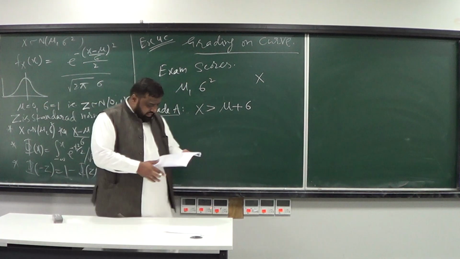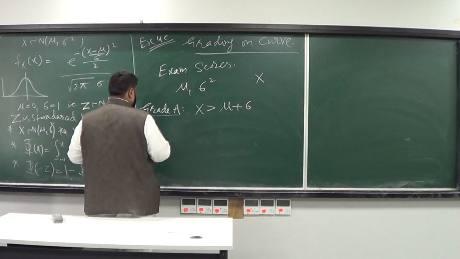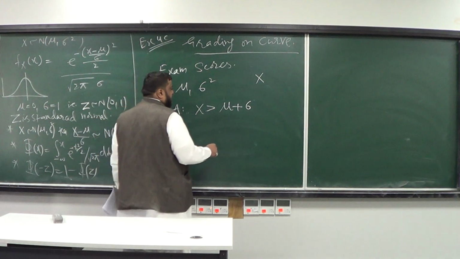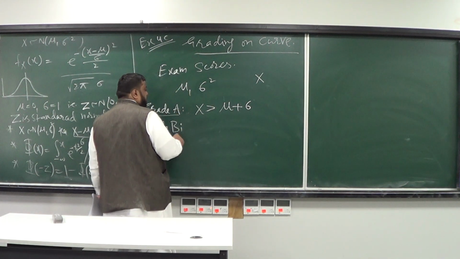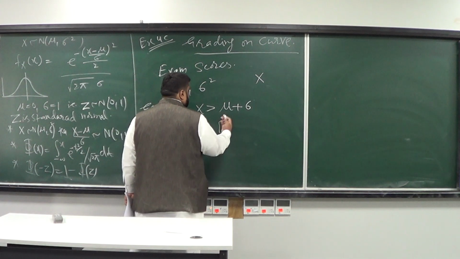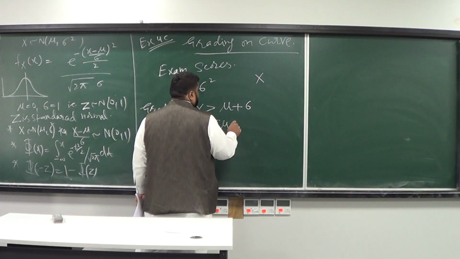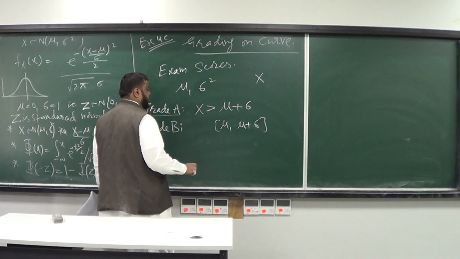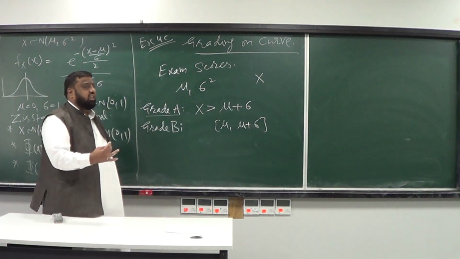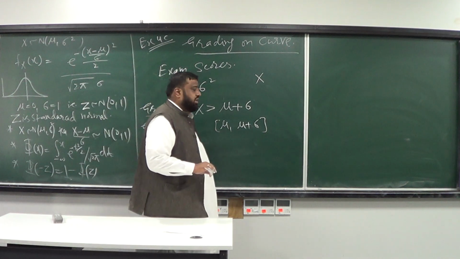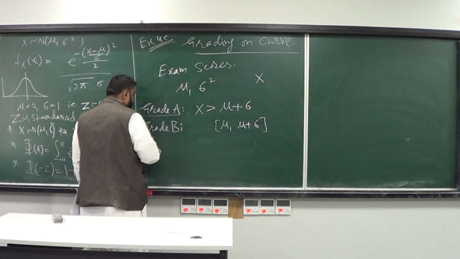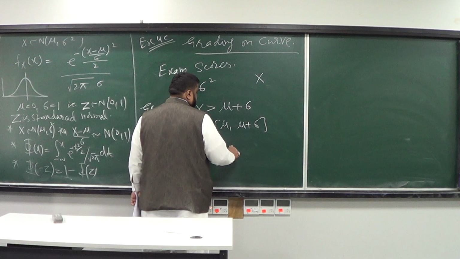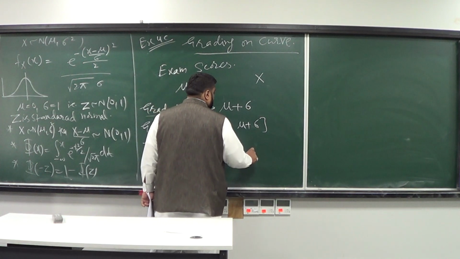Let's assign grade B to those. Okay, so who will take the grade B? Assign grade B to those who have marks in the interval mu to mu plus sigma. Okay, so those who have marks in this interval, let's assign grade B to those actually, and grade C to those students who have marks between mu minus sigma to mu.